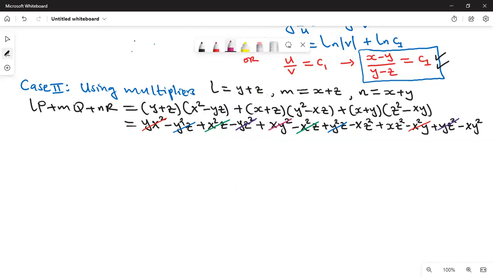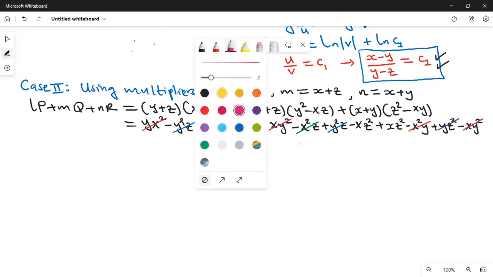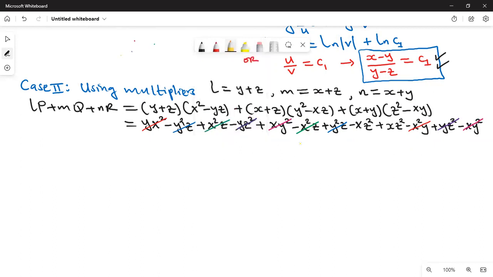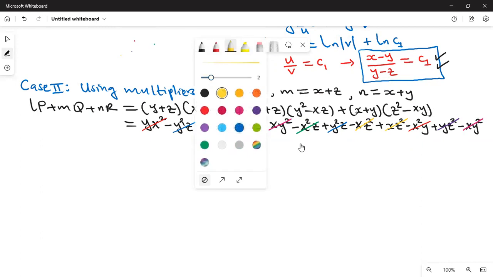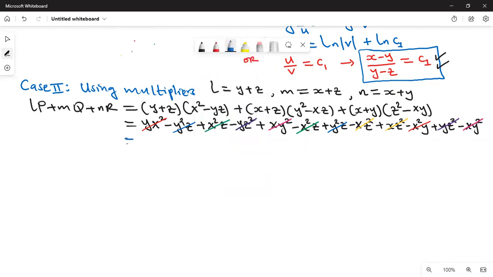Xy squared, do we have negative xy squared? Yes, this one. And lastly, I can pick now yellow. We have xz squared, and that's negative. The positive xz squared got to cancel. So you realize that having cancelled those terms, we now remain with the result 0.